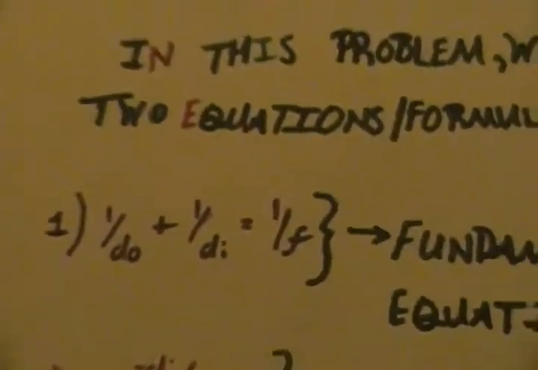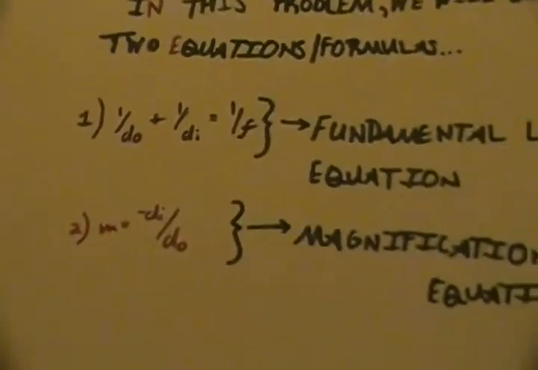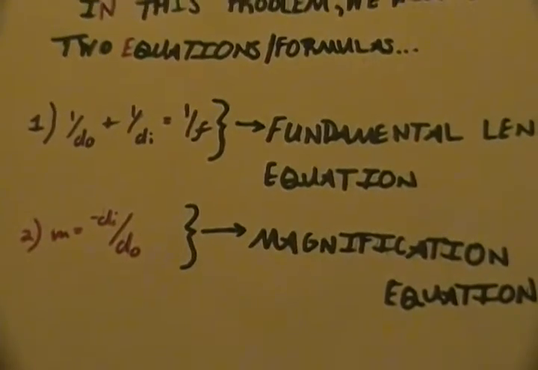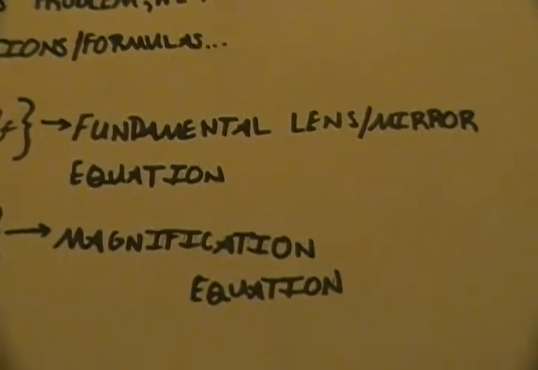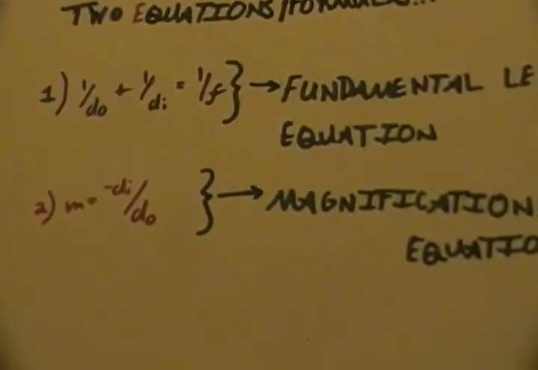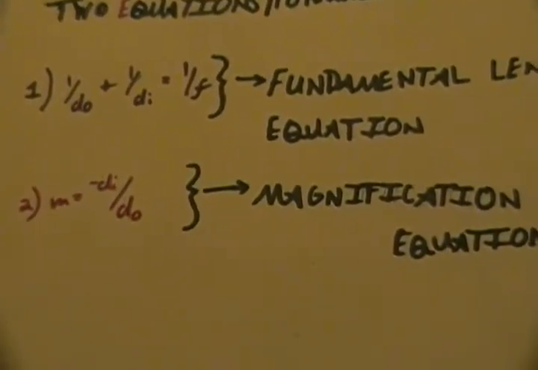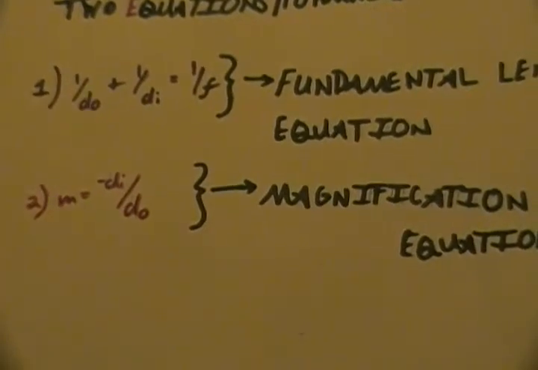Here's a couple of equations that we need to know. We need to know that 1/DO plus 1/DI equals 1/F, the fundamental lens equation. And then we need to know that magnification is equal to negative DI over DO. That's the magnification equation.